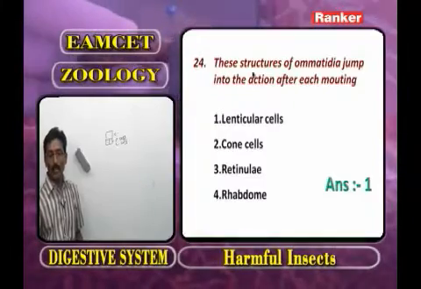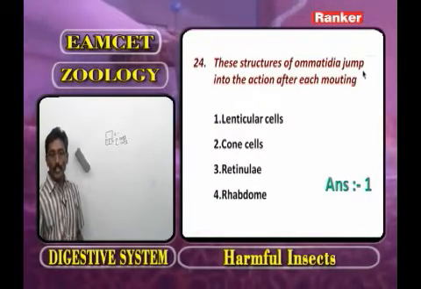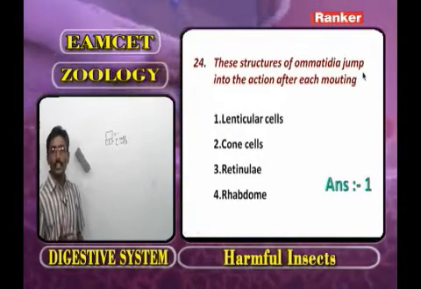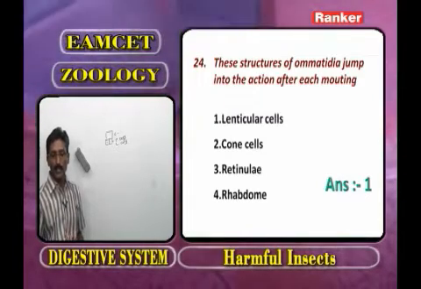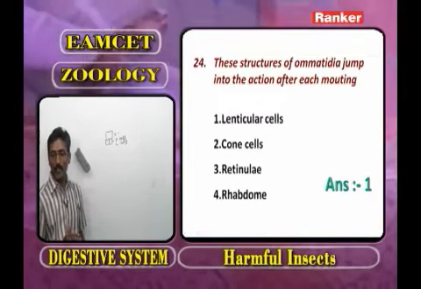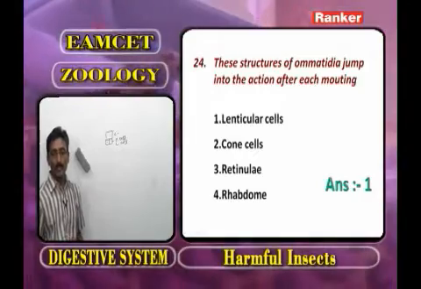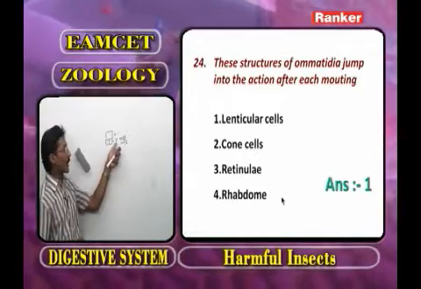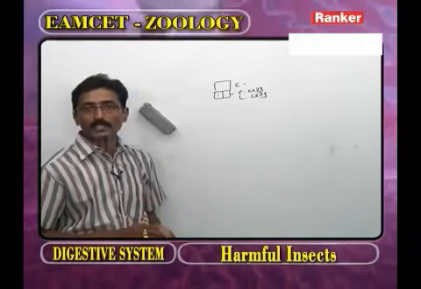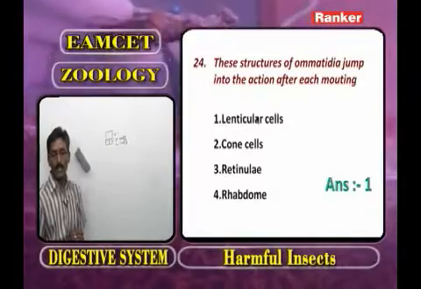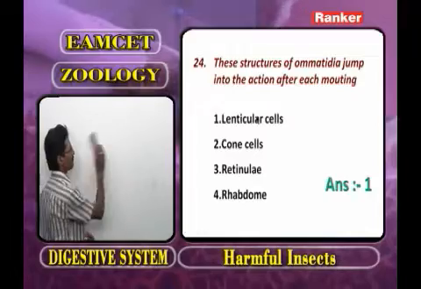These structures of ommatidia jump into the action after each molting. One is lenticular cells, cone cells, retinulae and rhabdome. Now, here, what is the other name of corneagen cells? The lenticular cells. So the answer is the lenticular cells. Now we go for the next question.